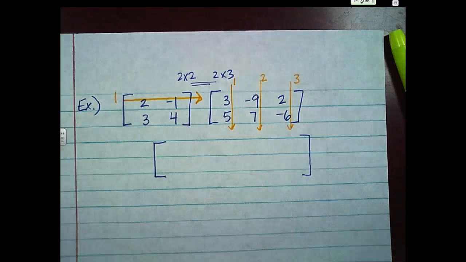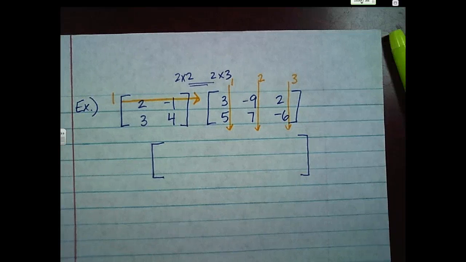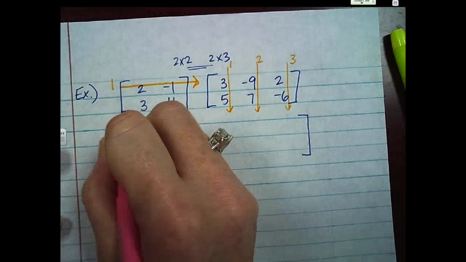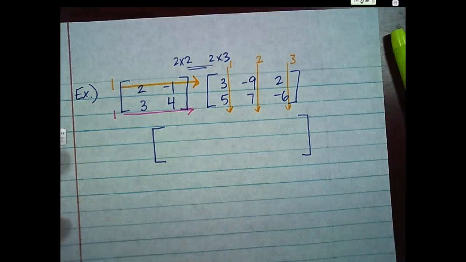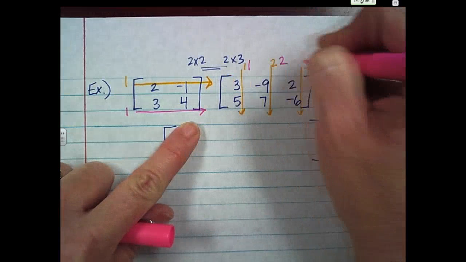Okay, so understanding that, you now go to the next row. I'm going to use another color. It's going to be a little harder to see, but my color is pink. I'm going to do this row by each column, so I'm going to label this in pink, 1, 2, 3.